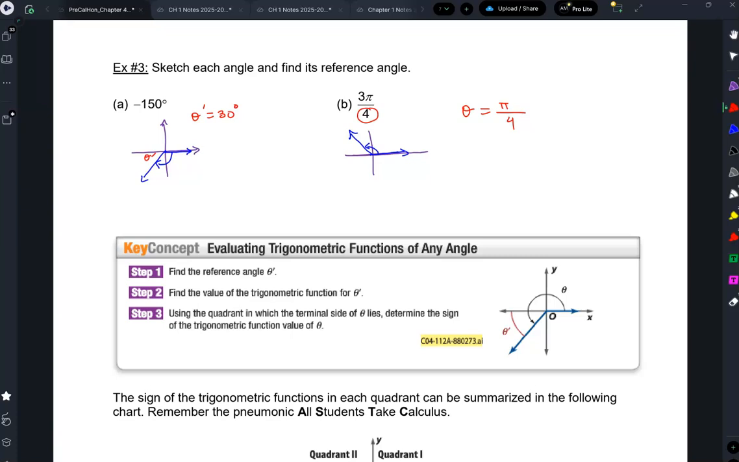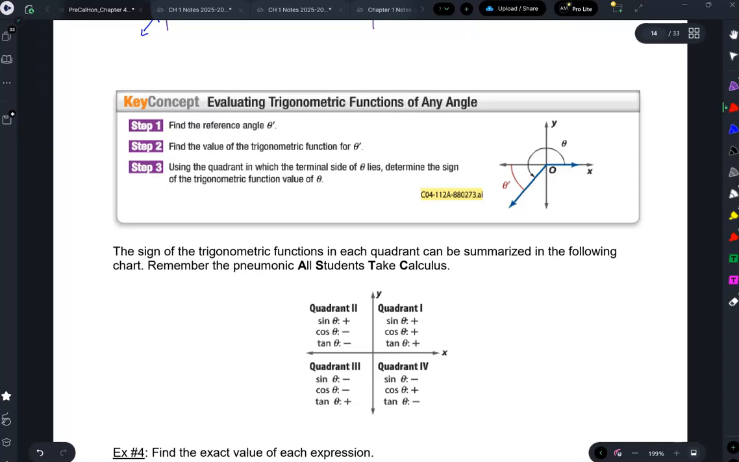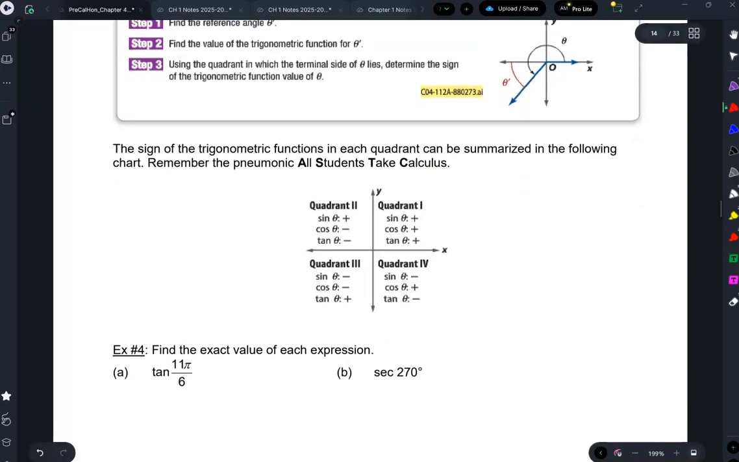Do we have to show that, or can we just keep that in mind? Well, it says to sketch. So, when it's a reduced angle, it's pi over the denominator.